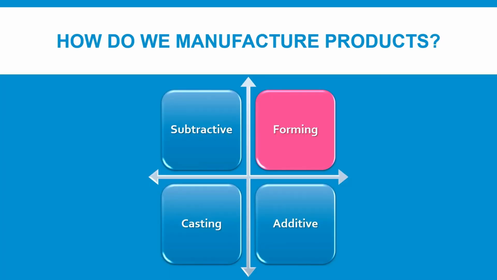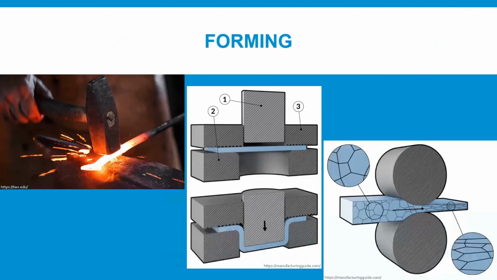The second method is forming. It is the manufacturing process in which the metals are shaped as required by means of mechanical deformation. You can see that the workpiece is reshaped without adding or removing material, and its mass remains unchanged.